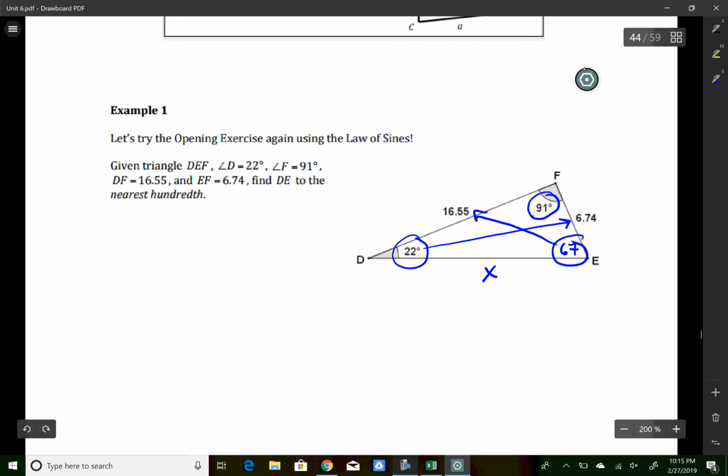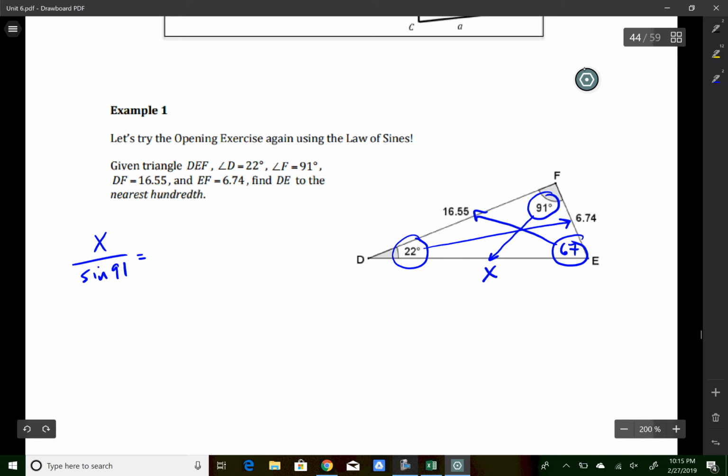So here's another matching side that I have. I have 3 different proportions, 3 different ratios I can set up. I want to choose 2 of them so that one of them has X in it. I know for sure one of the proportions I'm going to use is X over the sine of 91, because I want it to have X in the equation. The other ratio I'm choosing doesn't matter. I can either choose 16.55 divided by the sine of 67 or 6.74 divided by the sine of 22. Either way, I'm going to get the same exact value for X. If you don't believe me, do it both ways and you'll see you will.